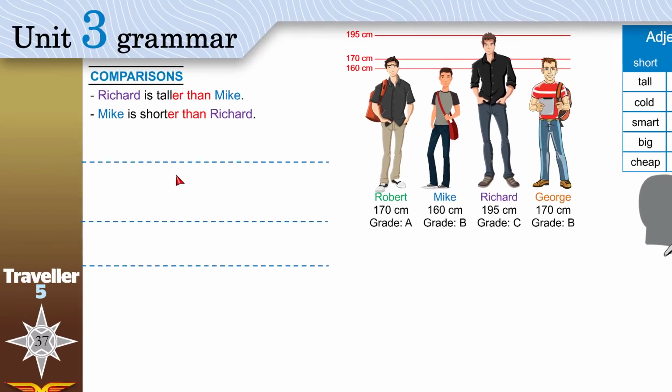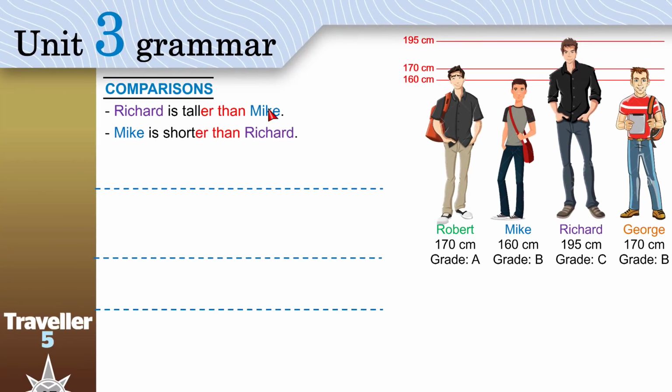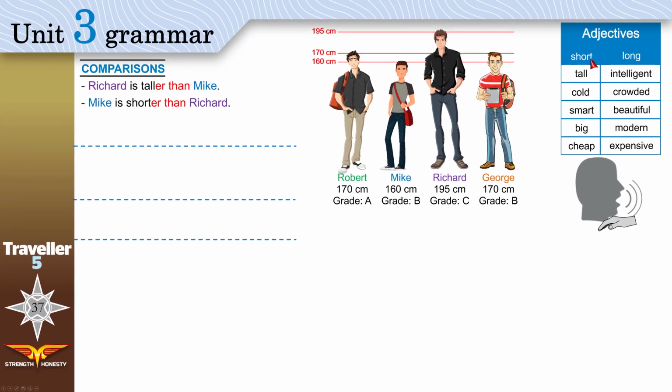Now look. Richard and Mike. We will start by comparing only 2. Richard and Mike. Richard is taller than Mike. Mike is shorter than Richard. We add ER to the short adjective and then than when we compare between 2. With long adjectives, we add more before the adjective. We keep the adjective as it is. We don't say intelligenter. No, we say more intelligent than, less intelligent than. Less is the opposite of more.